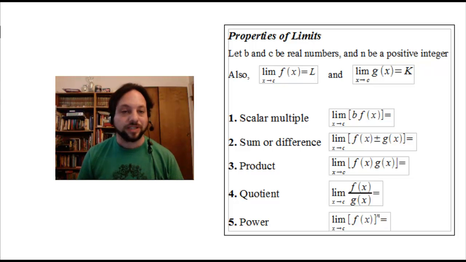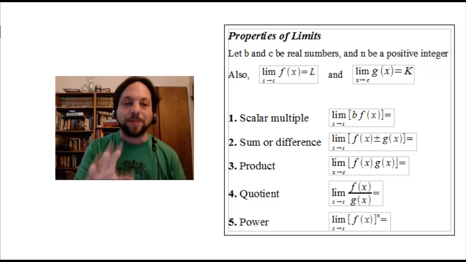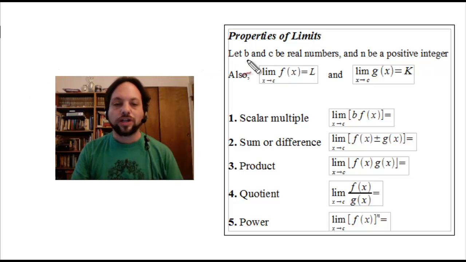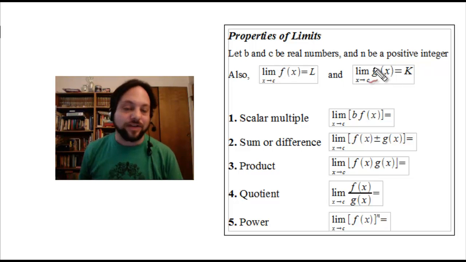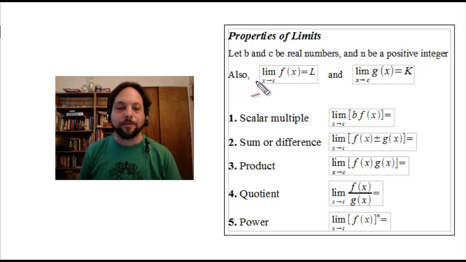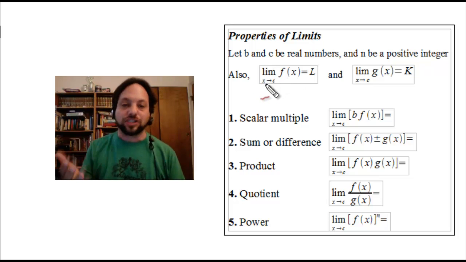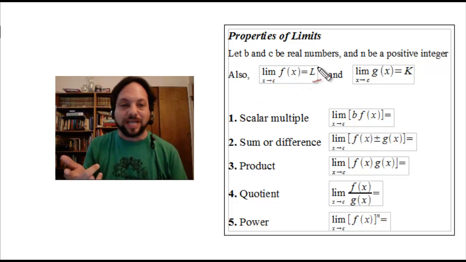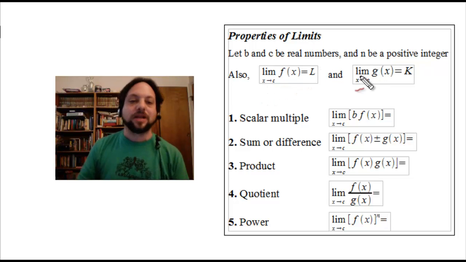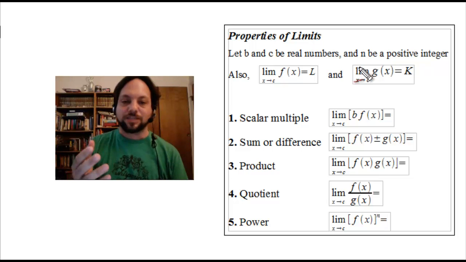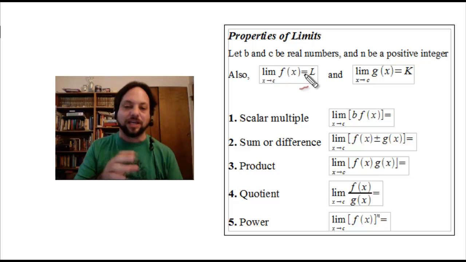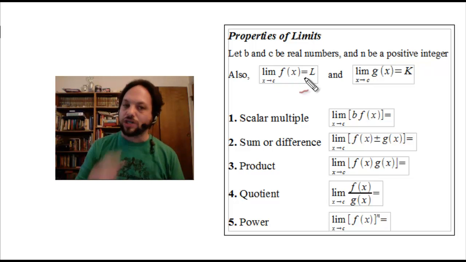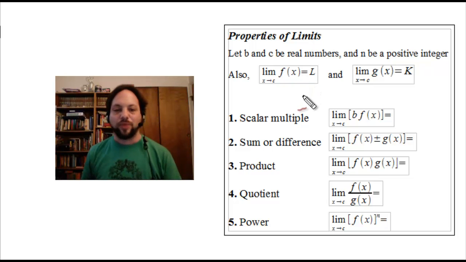Before we look at the properties of limits, we need to make sure that we have a few basic assumptions down. We're going to treat b and c as real numbers, and n is a positive integer. Okay, that's pretty standard fare. We do have that the limit of the function f of x as x approaches this real number c equals L, and likewise the limit of the function g of x as x approaches c equals k. Now that doesn't necessarily mean that f of c equals L. Remember, we're only talking about limits, not algebraic evaluations.